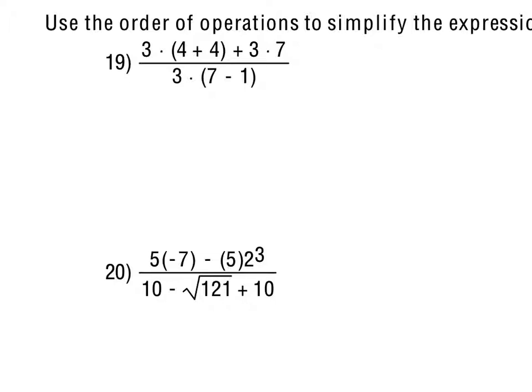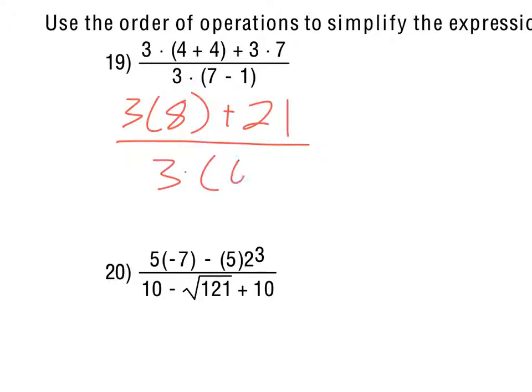Number 19, we have to simplify that. Let's see, in the numerator we would add the 4 and the 4 together first. So we'd have 3 times 8, plus I can go ahead and multiply the 3 and 7 together, get 21. And then in the denominator I get 3 times 6 because I do the 7 minus 1.